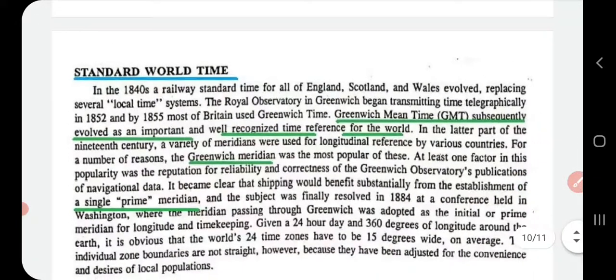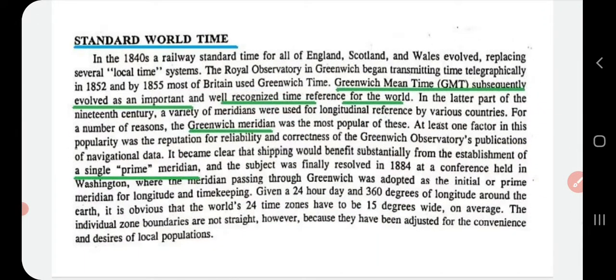Next is about the standard world time. Now, the Greenwich Mean Time or GMT subsequently evolved as an important and well recognized time reference for the world. Okay, in the later part of the 19th century, a variety of meridians were used by various countries, but however, for a number of reasons, the Greenwich meridian was the most popular of these. Okay, now one factor in this popularity of the Greenwich meridian is the reputation and the correctness of the Greenwich Observatory.